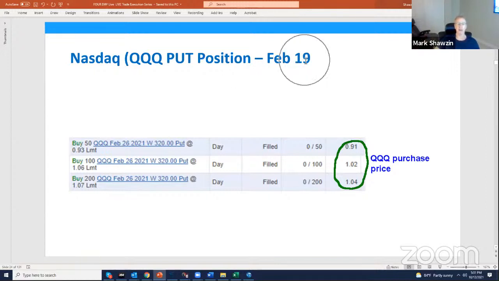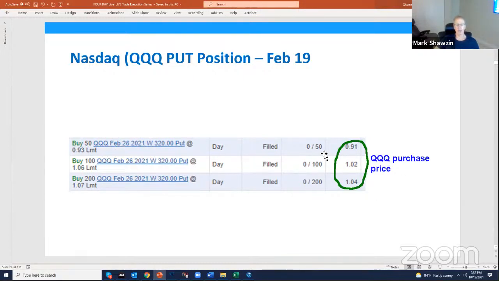Now, when I was putting these on, February 19th, the QQQs were trading about 334. You could see that my strike price was 320, which was a long way away. It had to have like a 5% move for me just to get in the money. And it had to do it by the end of that week, or I was going to lose all of my money. And I put quite a bit of money into this.